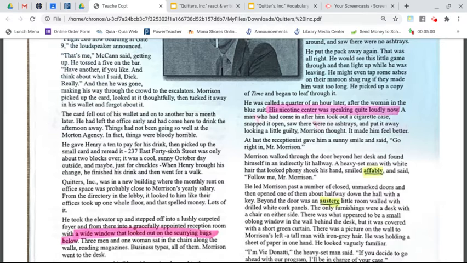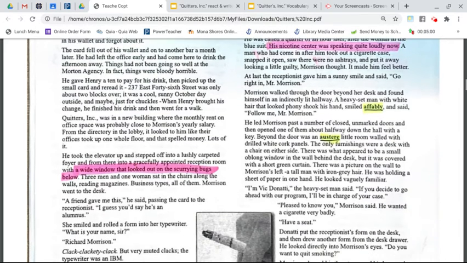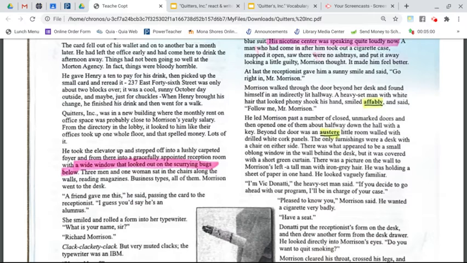Quitters Inc. was in a new building where the monthly rent on office space was probably close to Morrison's yearly salary. From the directory in the lobby, it looked to him like their offices took up one whole floor, and that spelled money, lots of it. He took the elevator up and stepped off into a lushly carpeted foyer, and from there into a gracefully appointed reception room with a wide window that looked out on the scurrying bugs below. 3 men and 1 woman sat in chairs along the walls, reading magazines, business types, all of them. Morrison went to the desk.